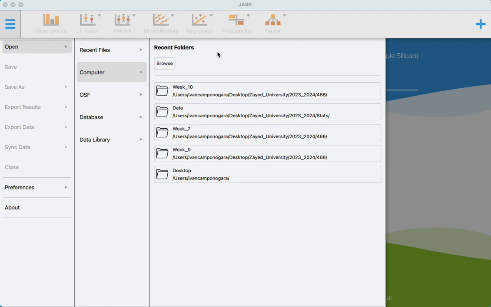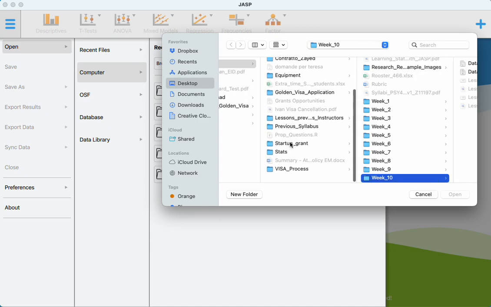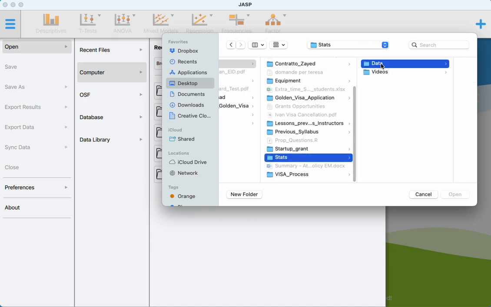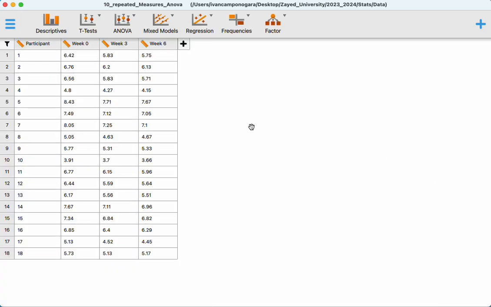All right, let's see now how to run a repeated measures ANOVA. The repeated measures ANOVA, we do it whenever we have multiple measurements in one group. So I have a group that I measure 3 times at least. So I open up my data set, repeated measures ANOVA, and there it is.